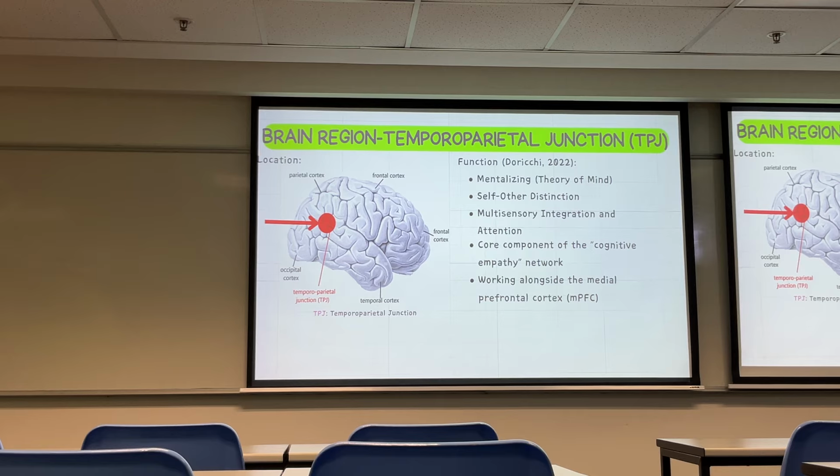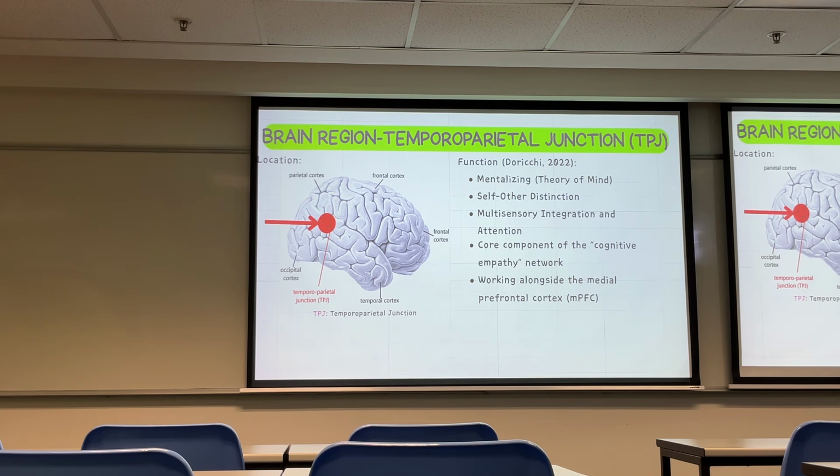The first one is theory of mind, or mentalizing. It is the most well-known function. The TPJ is crucial for reasoning about the contents of other people's minds, their beliefs, intentions, and knowledge. The second one is self-other distinction. It helps distinguish between your own and another person's perspective, a fundamental requirement for accurate mentalizing.